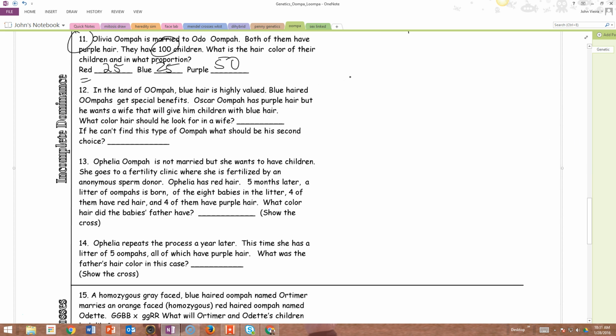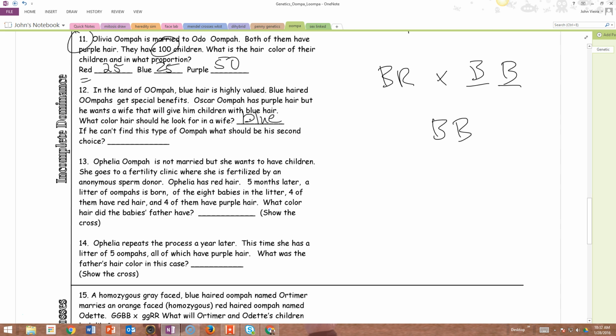Oscar has purple hair. But he wants a wife that would give him children with blue hair. So he wants children with blue hair. What is most likely what he would want his wife to be? It'd be best if it was blue, right? Because then there's a 50-50 chance. So you want definitely a blue-haired female.